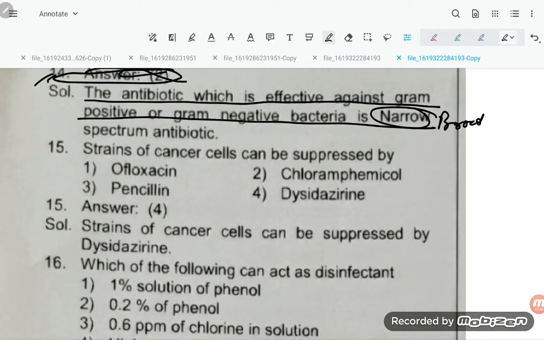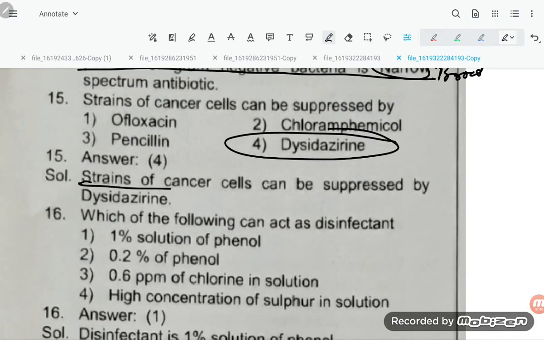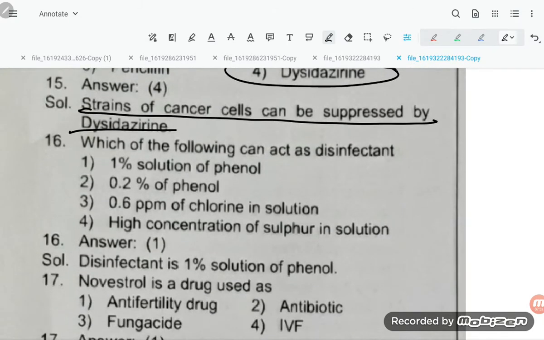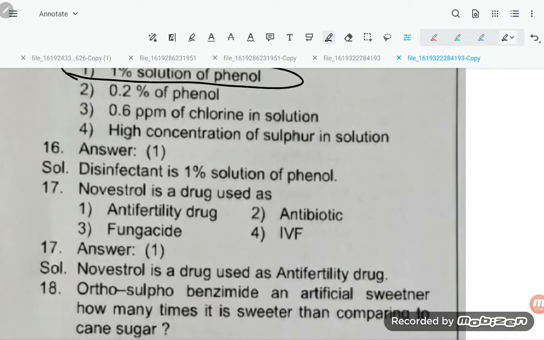Strains of cancer cell can be suppressed by dicydagirine. Which of the following can act as a disinfectant? So a 1% solution of phenol can act as a disinfectant.